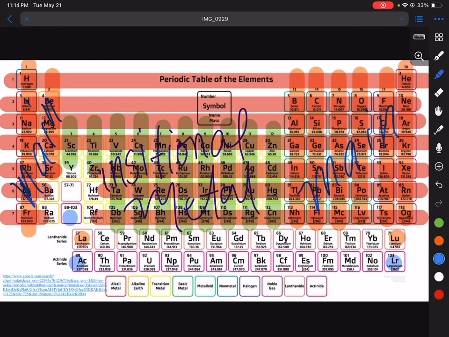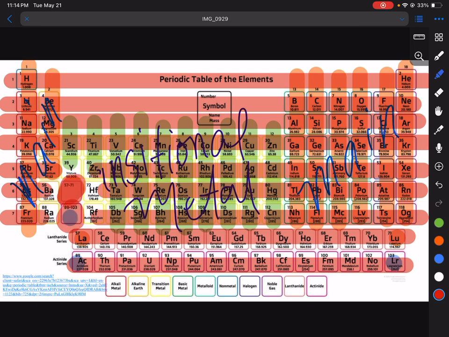Another question is, why did the chemists decide to have those boxes on the bottom of the periodic table and they did not put them here in the place of those two boxes? And the answer, guys, is because the chemists wanted to have the periodic table nicer, and that's why they decided to have those two lines, those two periods, on the bottom of the periodic table.